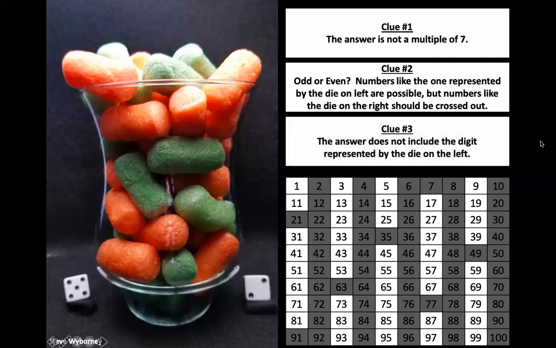Clue number three says the answer does not include the digit represented by the die on the left. So what number is on the left here? That's right, it's a 5. So we should eliminate any number that has a 5 in it. Now that could be a 5 in the ones place or a 5 in the tens place.